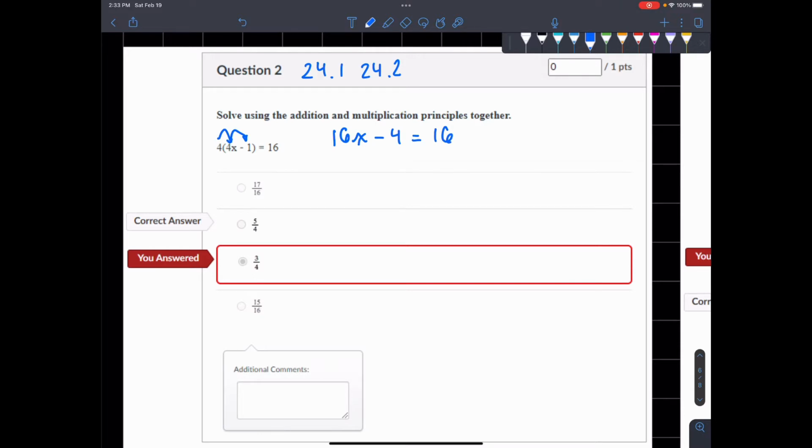Want to bring all the constants over to one side, so we're going to add 4 to both sides. 16x is equal to 20. Perfect. And then solve for x. We divide both sides by 16. We're going to get 20 over 16. And we can divide both the top and bottom by 4. So if we pull a 4 out of there, we're going to get 5 over 4. And that is our answer.